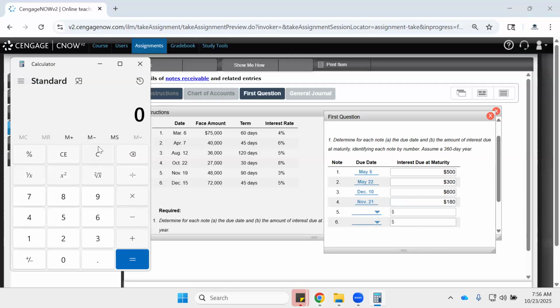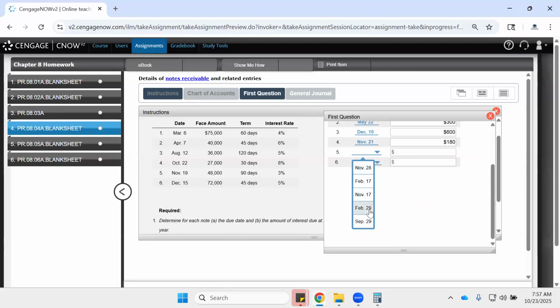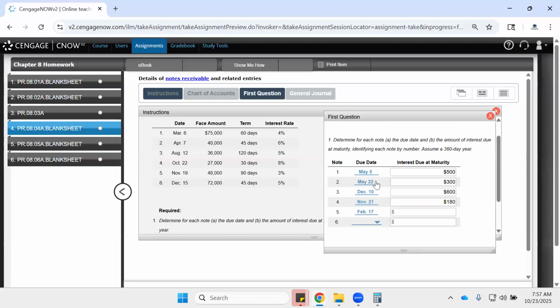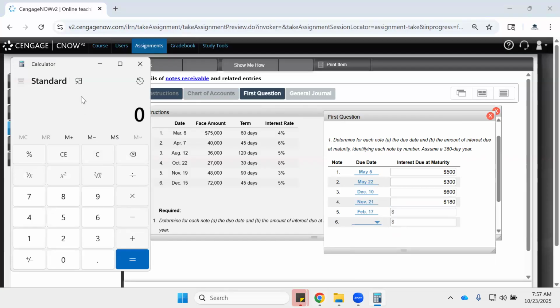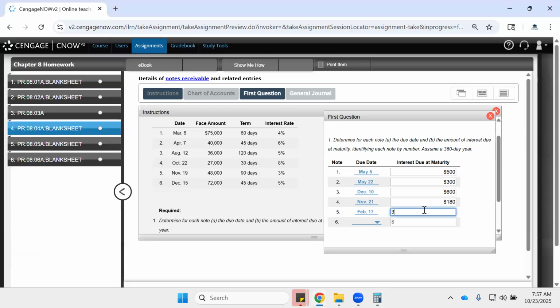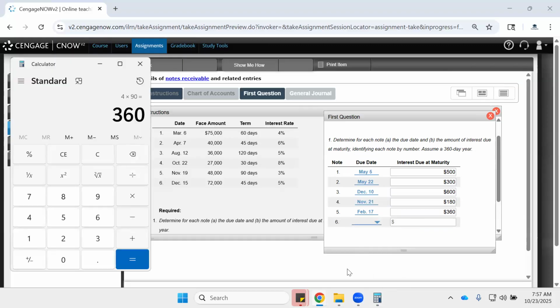So November 13th, 90 days after November 13th, that's February 17th. And that's going to be, let's see, $48,000 times 3% divided by 360 times 90 days. It's going to be $360 due at maturity. And notice how these two are due after the end of the year.